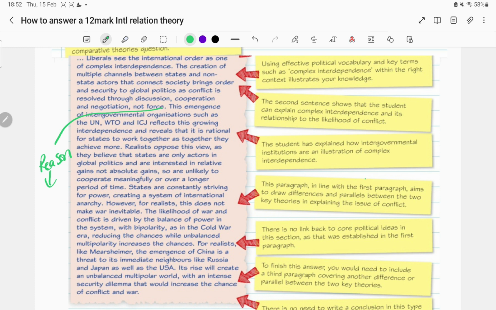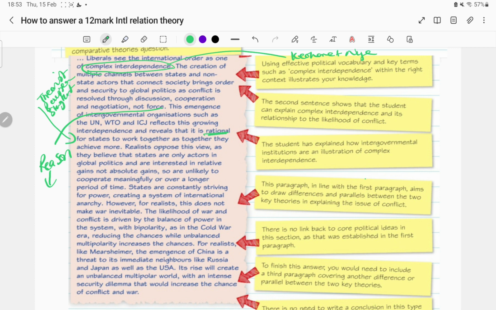Now, once again, here. This emergence of intergovernmental organizations such as the UN, WTO, and ICJ reflects this growing interdependence and reveals that it is rational, key word, for states to work together as together they achieve more. Now, this is where you should be linking to your theorists. So you could talk about Rousseau, Stag hunt. Of course, we've already mentioned complex interdependence, so we should be talking about Keohane and Nye.